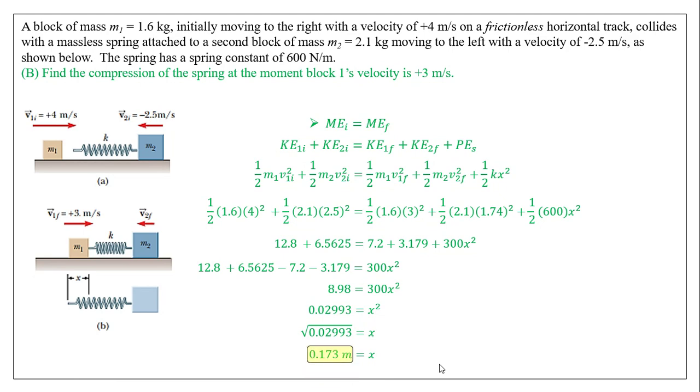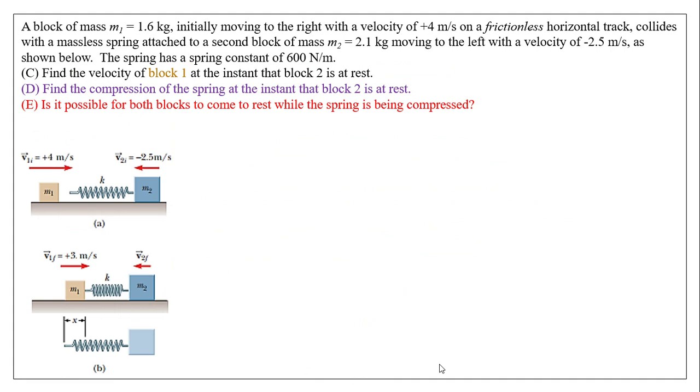All right, let's go ahead and do C, D, and E on the slide. Part C, kind of similar concept here as the other part. It wants us to find the velocity of block 1 at the instant block 2 is at rest. So how fast is block 1 moving when block 2 is at rest? So let's go ahead and crack it out.